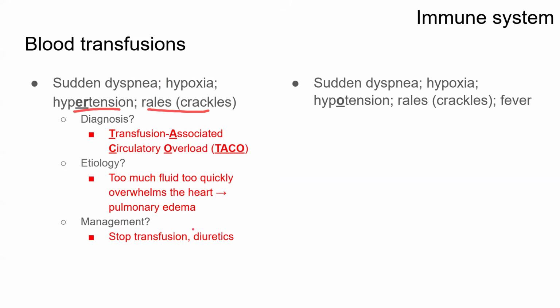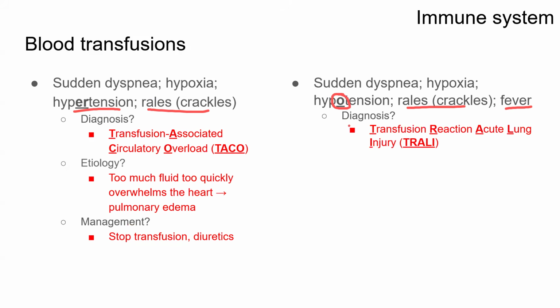Okay, very similar vignette: sudden dyspnea, hypoxia, but in this case they have hypotension, and then again they have rales, and they also have a fever in this case. May or may not have a fever. The diagnosis in this case, since we've already talked about TACO, it's the other one. It's TRALI, or transfusion-related acute lung injury.